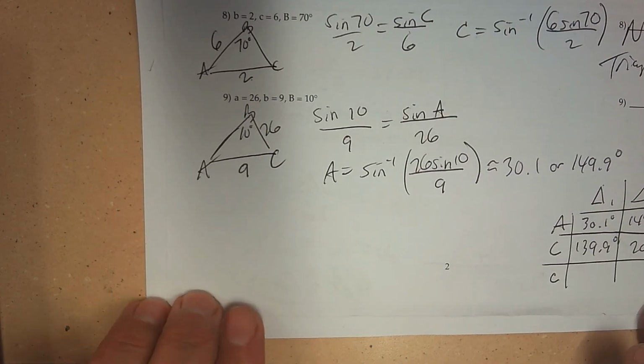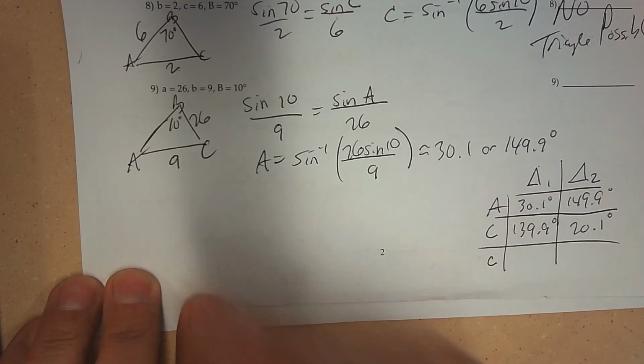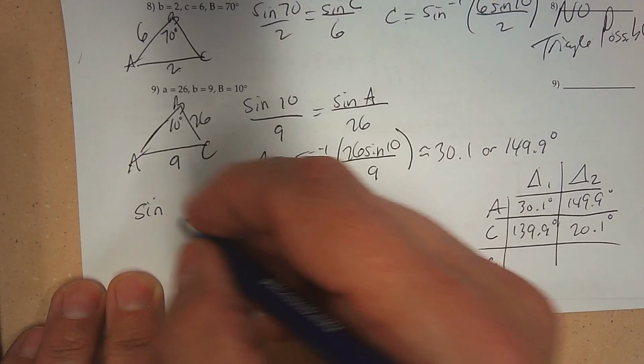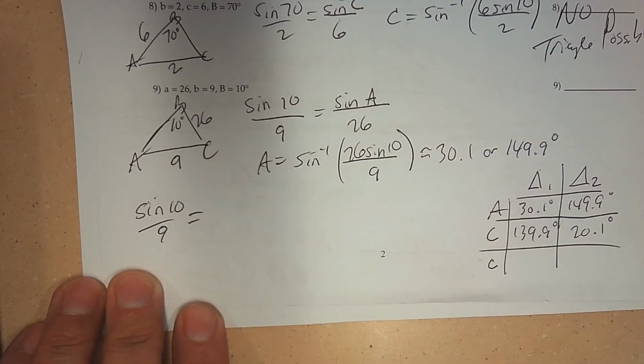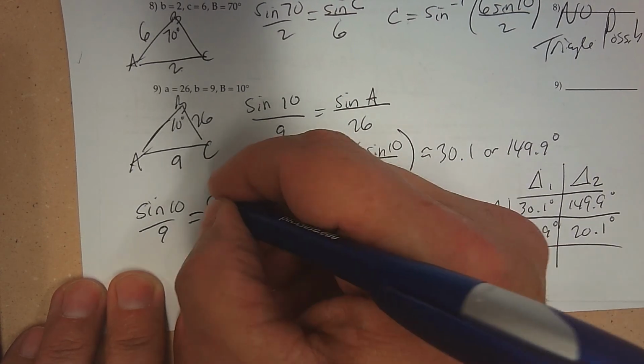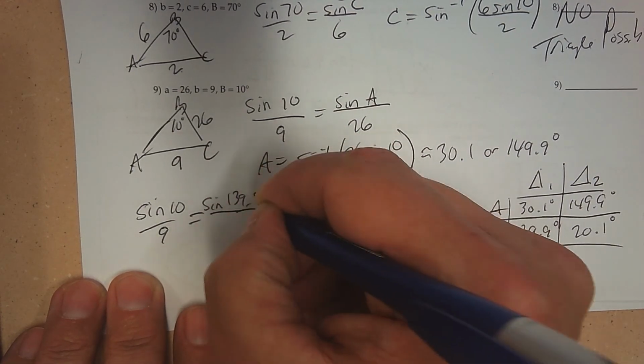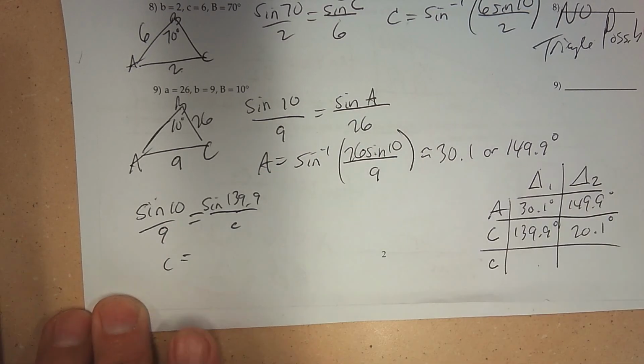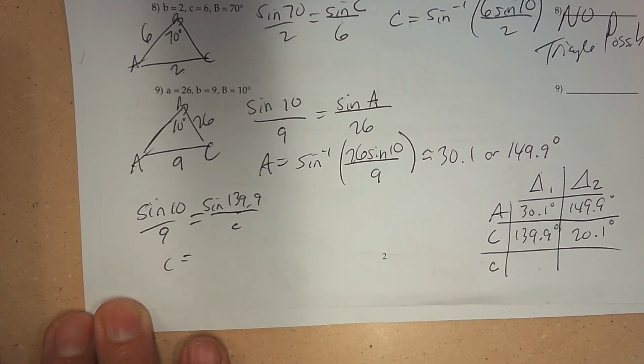So I need to set up 2 situations, and they're both going to start the same way. So it's sine 10 over 9. But for the first triangle, I'm going to use 139.9 and then cross multiply and divide. So let's do that. So that's 9 times sine 139.9 divided by sine 10. So I get 33.4 if you round it.